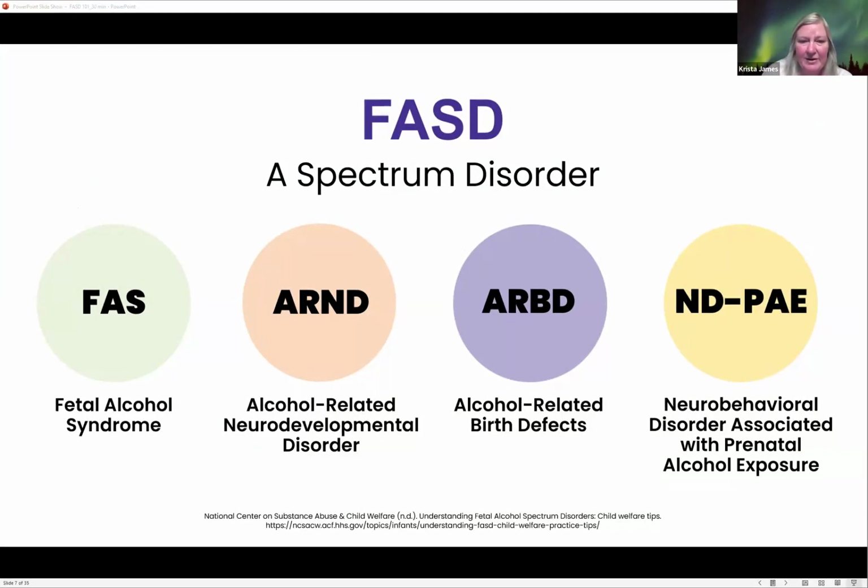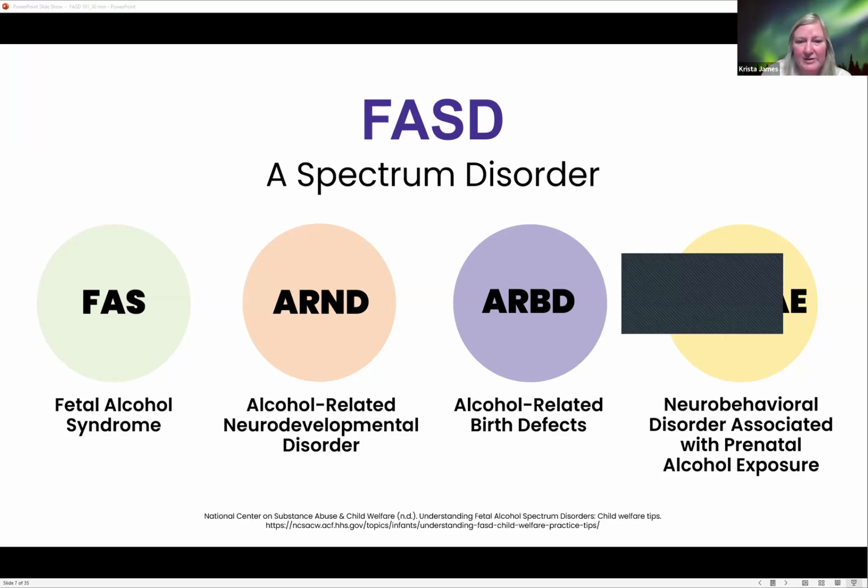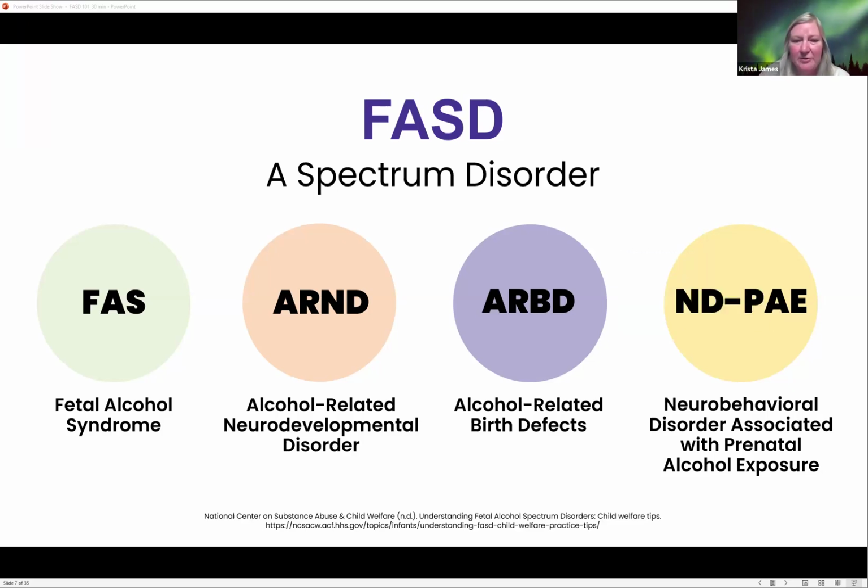So FAS, which is full fetal alcohol syndrome, represents the part of the spectrum that includes very specific facial features, which are the small eye openings, the thin upper lip, and the smooth ridge between the nose and the upper lip, this philtrum area right here. It also includes small stature, and then the neurological challenges with learning, memory, attention, executive functioning, self-regulation, and communication.